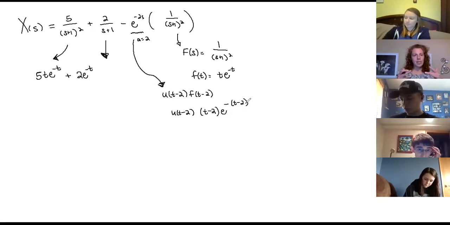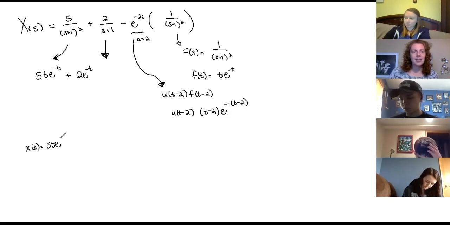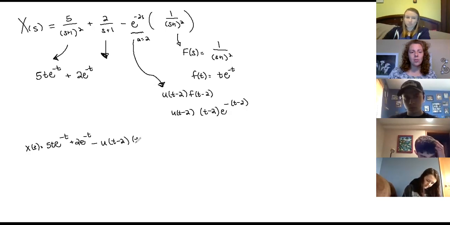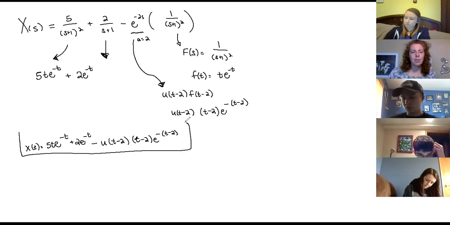Okay, so final answer, we need to subtract that last part. So here's my final answer. Little x of t equals 5t e to the negative t plus 2e to the negative t minus u of t minus 2 times t minus 2 e to the negative t minus 2. So I got to subtract that third part.